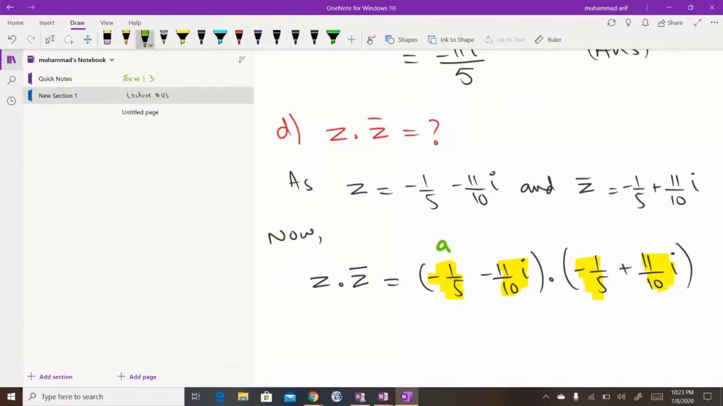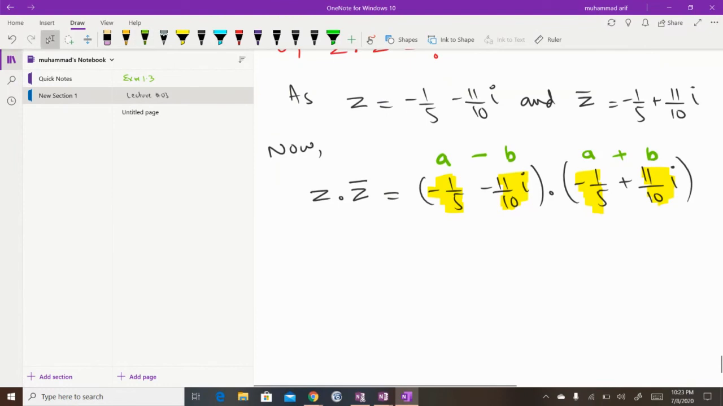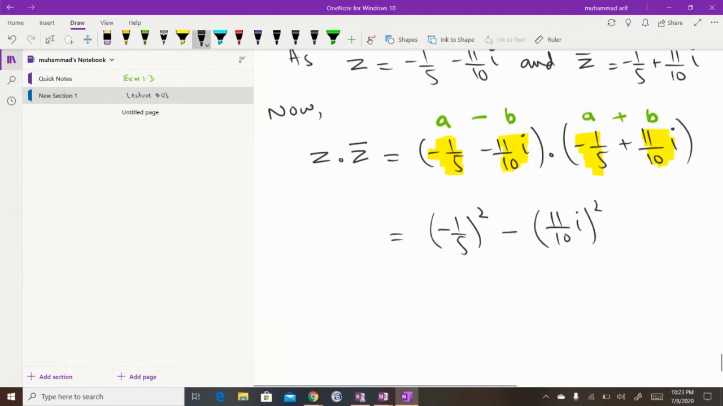Here it's a, it's b, it's again a, it's b. Here is a negative sign, here is a positive sign. Now we calculate it as, we write the formula a square negative b square. Clear?